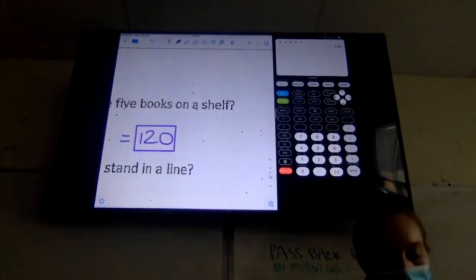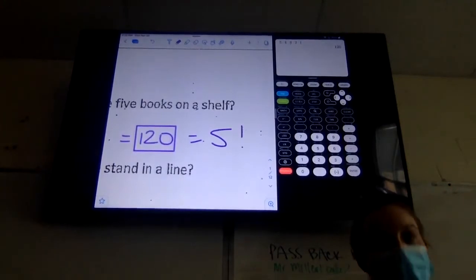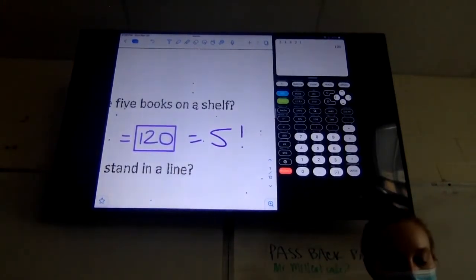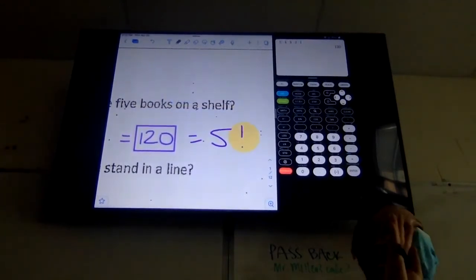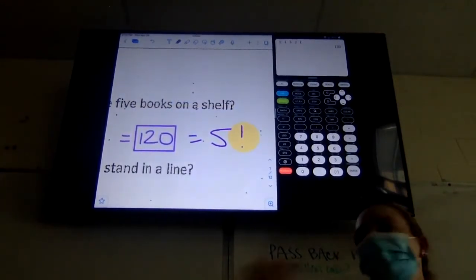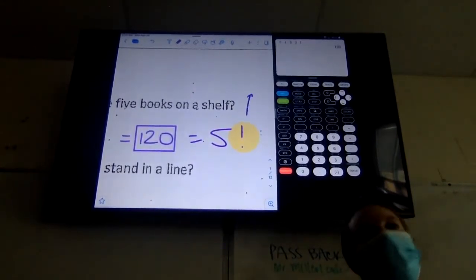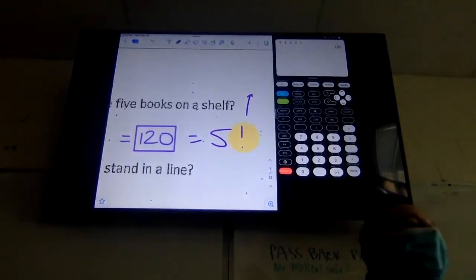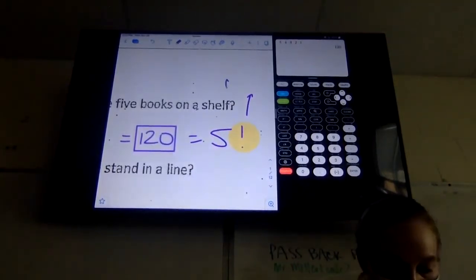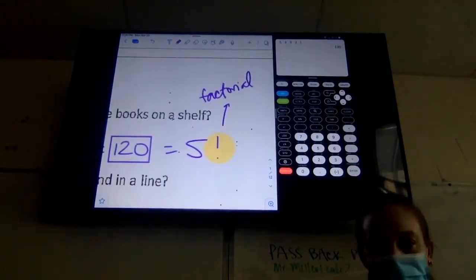Bye, Drew. What I'm looking for is the word factorial. So we're going to do 5 exclamation point. And that exclamation point means factorial. And all that means is you're taking that number and you're multiplying by all the numbers less than it. So I can do any number factorial and it's just that number, and then that number minus 1, and then that number minus 1, and so on. And it's called factorial.